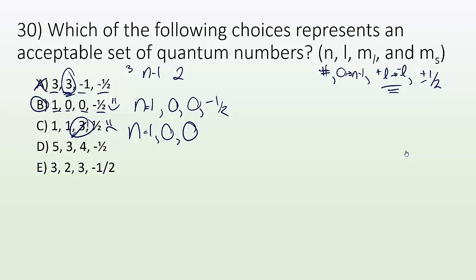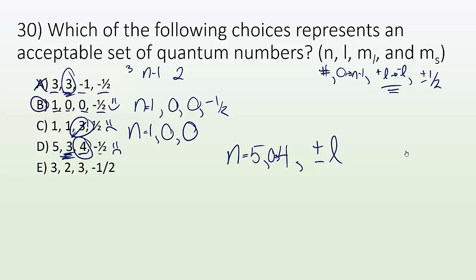All right, next one: 5, 3, 4, minus 1/2. Again, if n equals 5 in this one, then the angular momentum can be up to 4, so 0 to 4, which it is, so that's okay. But then the next one can only be plus or minus whatever L was. L was 3 in this case, so it can't get to 4.